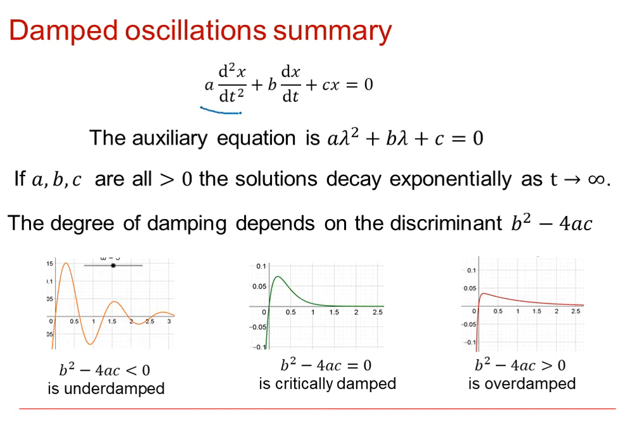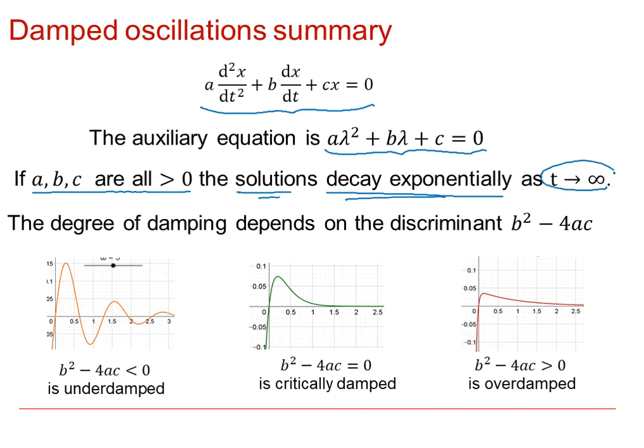So to summarise, we have a second order linear homogeneous equation where a, b, c are all positive coefficients. This produces the auxiliary equation a lambda squared plus b lambda plus c equals 0, and depending on the coefficients a, b, c, the solution will be decaying exponentially as t tends to infinity. If we look at the discriminant in a little more detail, if the discriminant is negative, then we have very little damping, an underdamped system, and we can see the oscillation slowly decaying away.